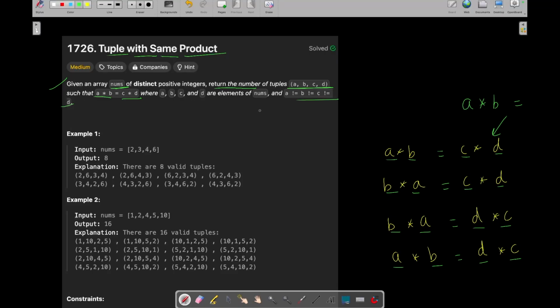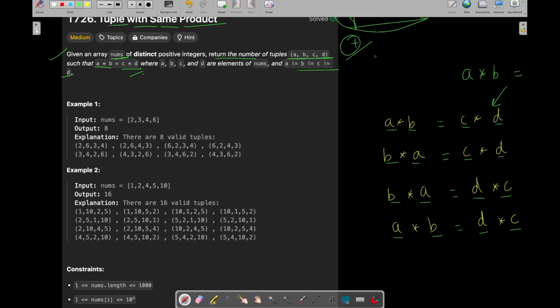Okay, so this looks kind of similar to the 4 sum problem, right? In that also we need to return a tuple of 4 different integers, but instead of the multiplication we need to return the pair of the sum, right? So this is kind of similar to that question, but let's see how we can solve this question.